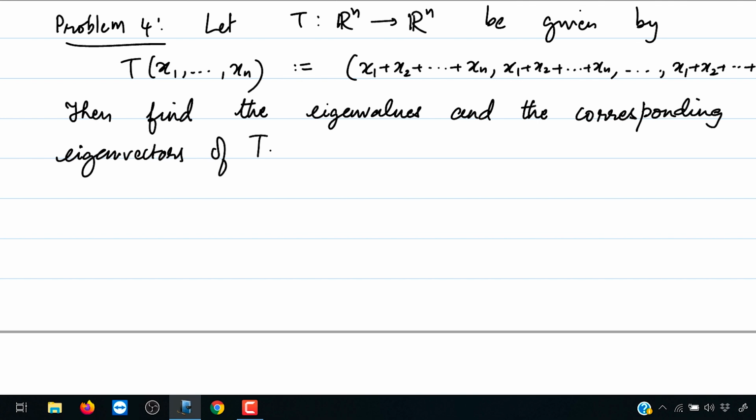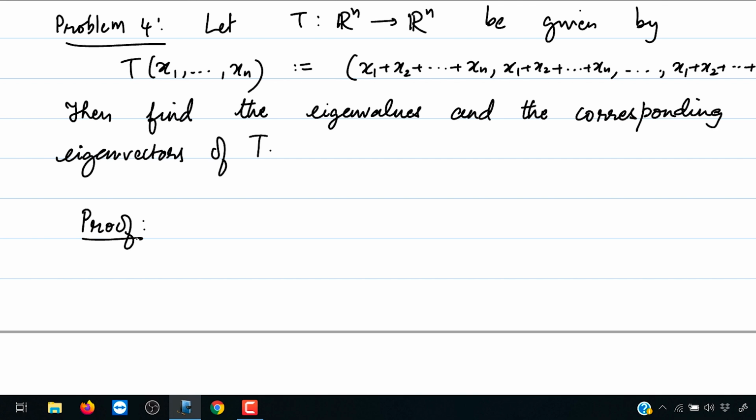So if the problem is to be rephrased in the language of matrices, the statement would be: let A be the n cross n matrix where every entry is 1, and then find the eigenvalues and corresponding eigenvectors of this particular matrix. For us the language of linear transformations and matrices have already been noted to be the same through identifying a basis, so it's the same for us. So let's go ahead and see what the solution to this problem is.